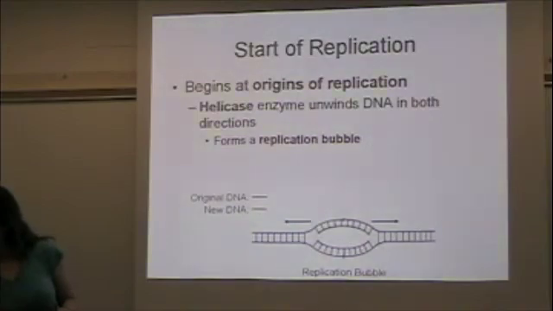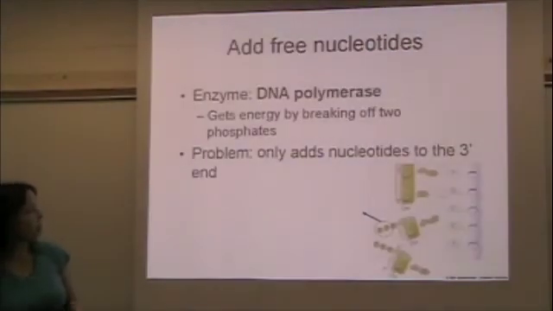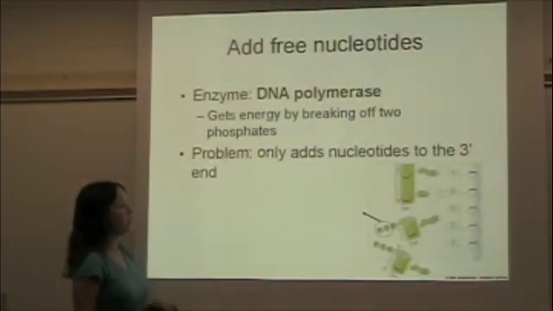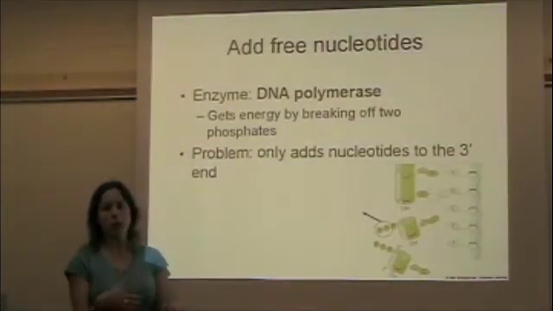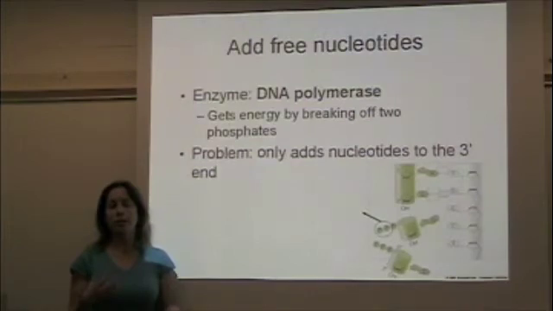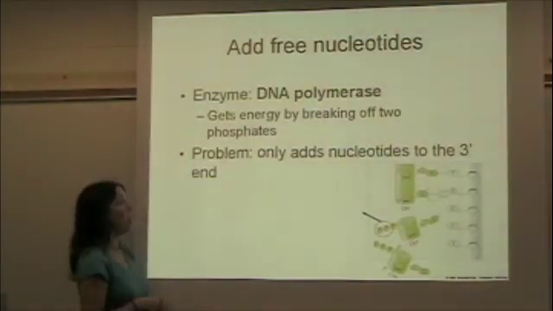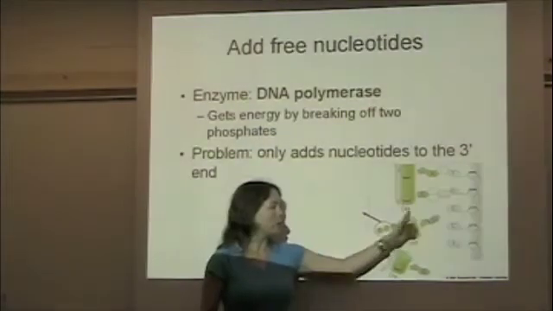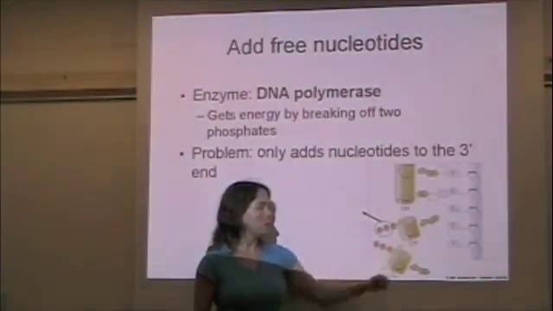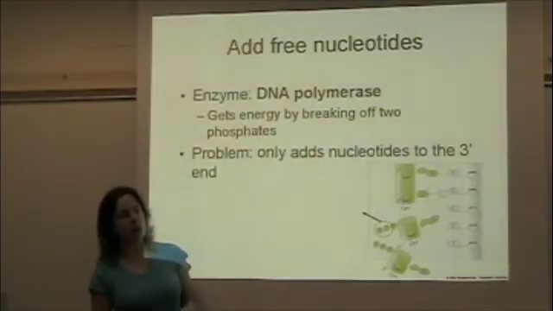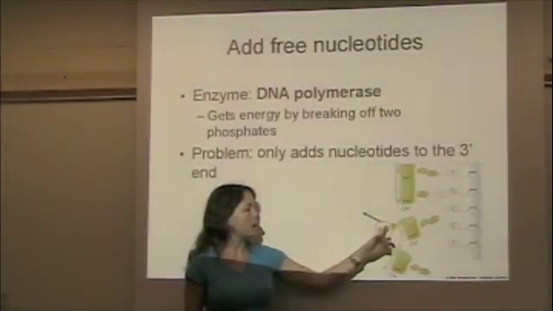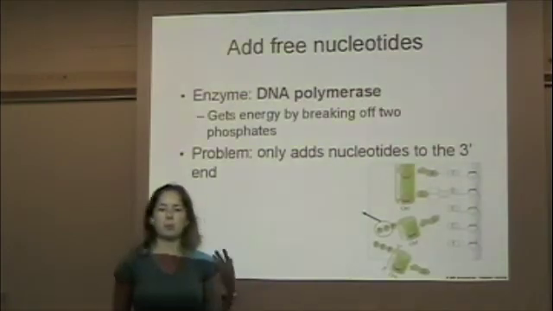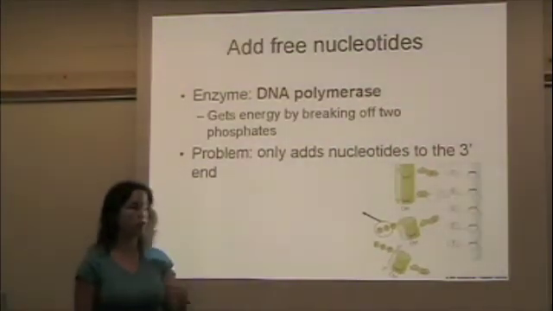So the helicase enzyme is going to separate the strands, and then another enzyme called DNA polymerase comes in to add the free nucleotides. So there are unattached A's and T's and G's and C's just floating around in the nucleus, and DNA polymerase adds them into the strand. So here's a free nucleotide. The difference between this nucleotide and the nucleotides that are already attached is that it has 3 phosphates instead of just 1. Remember we talked about a nucleotide having a sugar, a phosphate, and a nitrogen base.